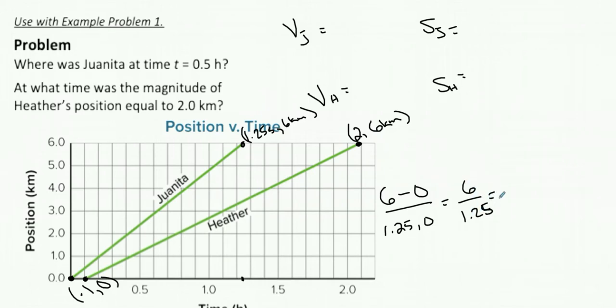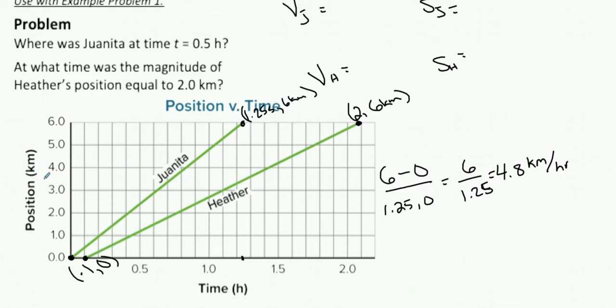We divide that out, 6 divided by 1.25, and you get 4.8. And this is not meters per second, this is kilometers per hour, just because of the units that we have on this problem. So we have kilometers on the vertical axis and hours on the horizontal axis. That is Juanita's speed or velocity. If we wanted to make it a vector, we could say positive, and speed would just be 4.8 kilometers per hour.